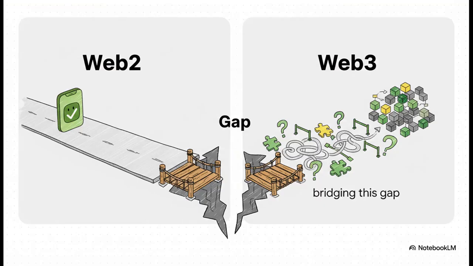Let's just put this into perspective. The apps we use every single day, that's Web 2. They're simple, they're familiar, they're intuitive. We just trust them. Web 3, on the other hand, often feels like the complete opposite. It's new, the things you have to do are complex, and it asks for a huge leap of faith from you, the user. And that right there is the gap that we have to bridge.